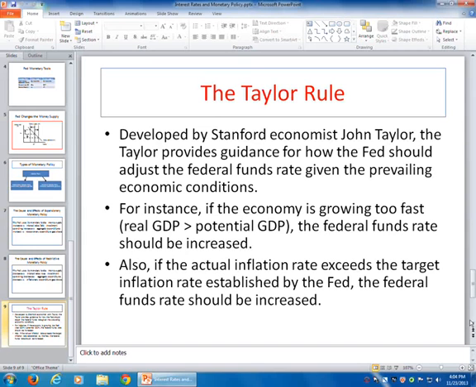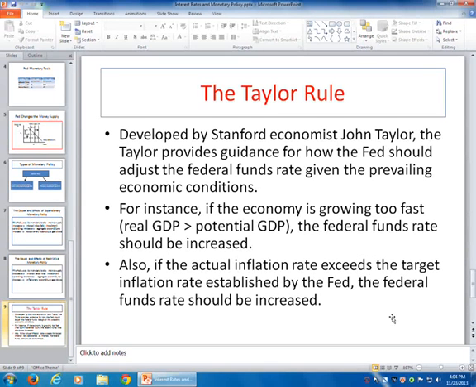So when the economy is growing too fast, where real GDP would be exceeding potential at full employment, the federal funds rate should be increased. And so the Taylor Rule gives guidance of how much to increase the federal funds rate to slow down the economy.